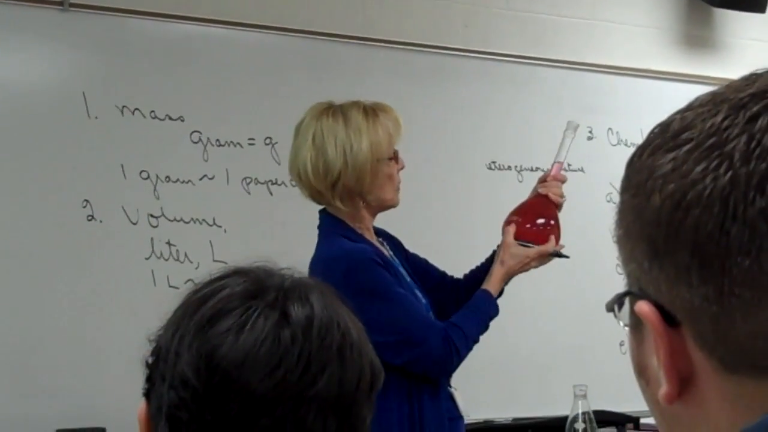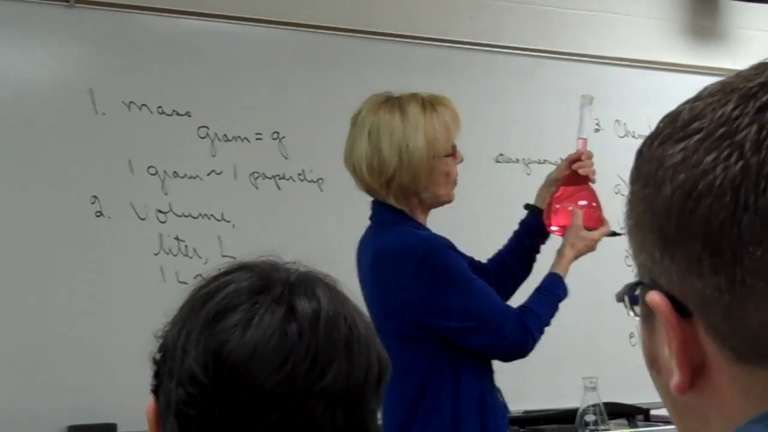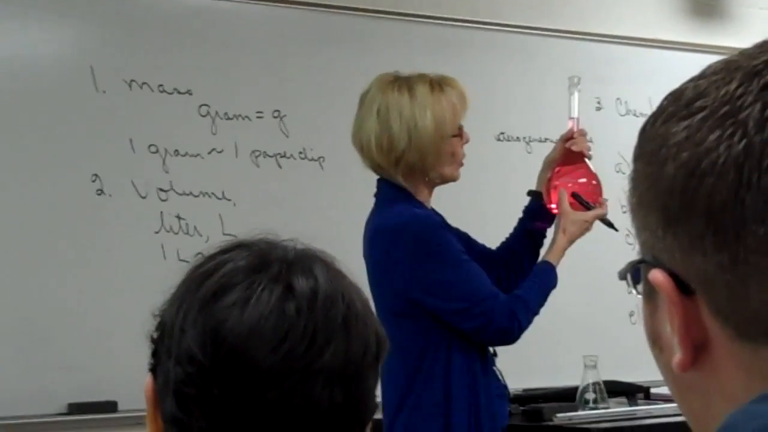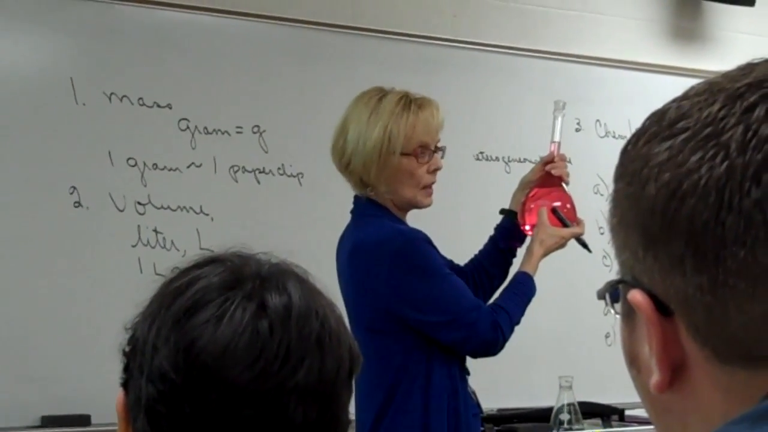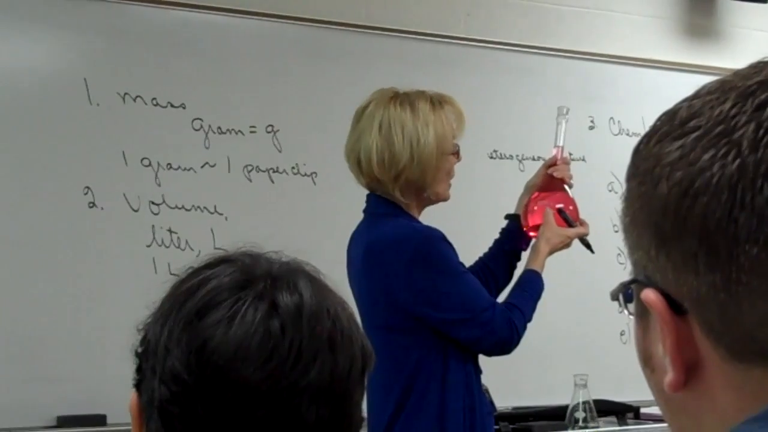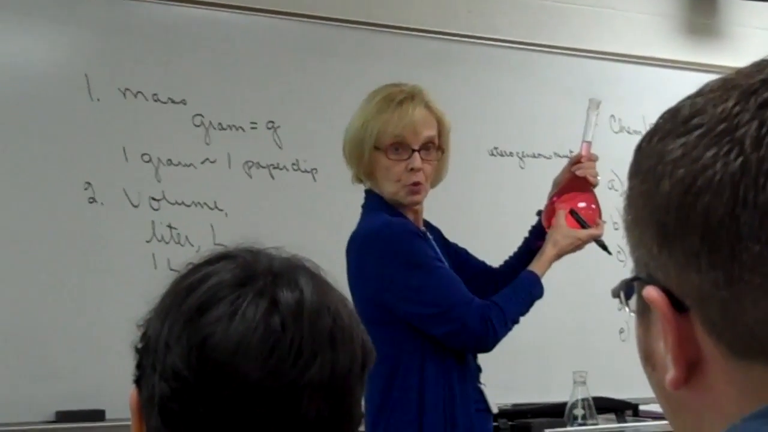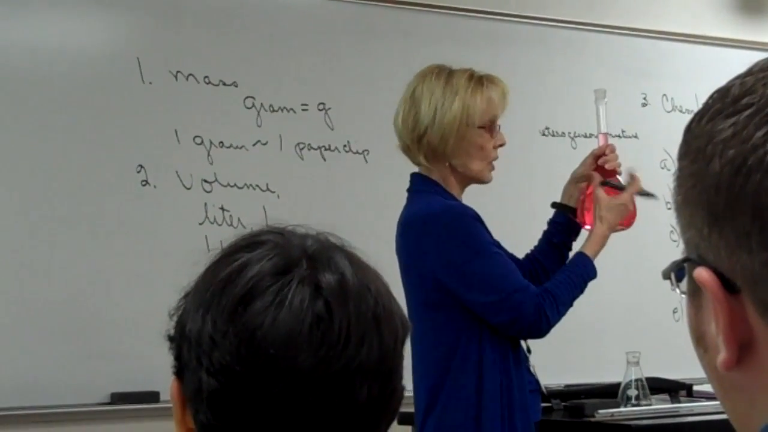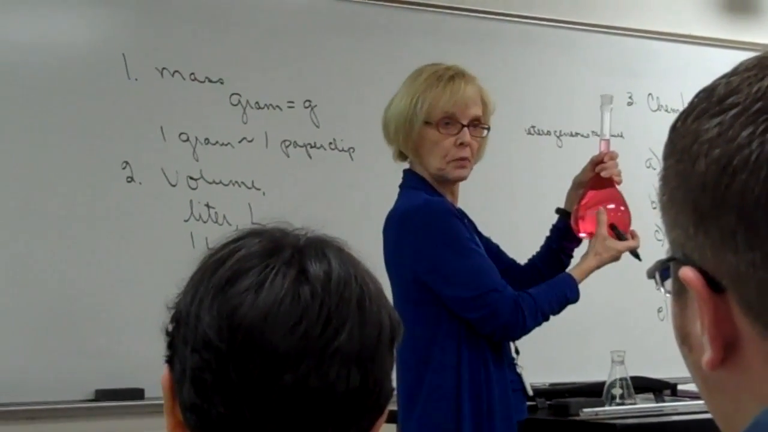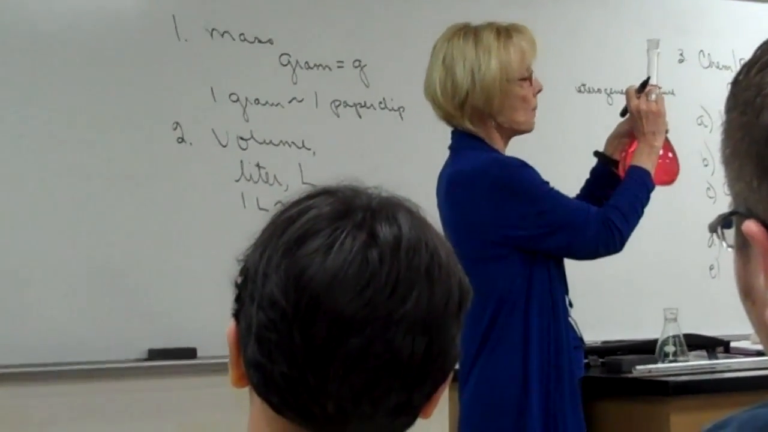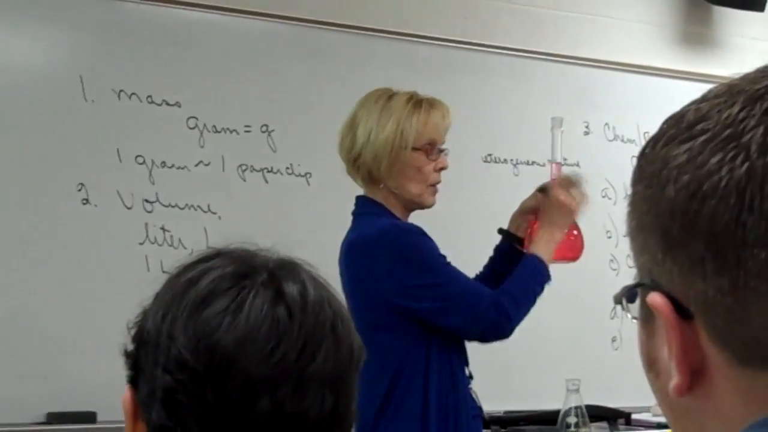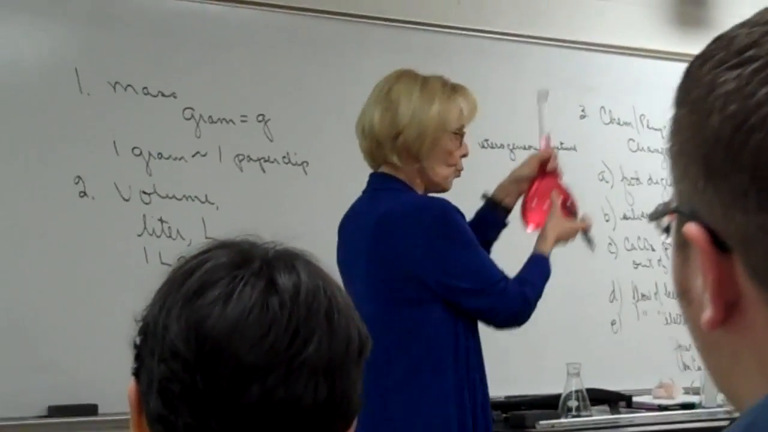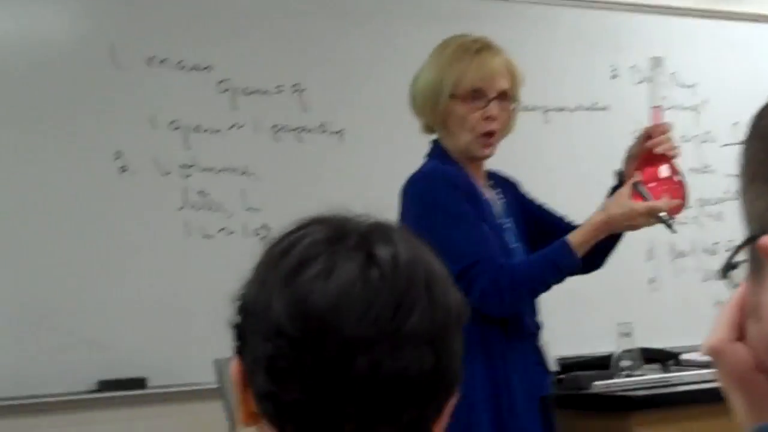Because if you read the fine print here, it says 1,000 milliliters, or that's 1 liter. And it says TC, to contain, and it says at 20 degrees Celsius, which means if you had something really hot or really cold, it might not be as accurate. Or if the glass were really hot or really cold, it wouldn't be as accurate. And you want the bottom of the meniscus right on that line. And so 1 liter is about 1 quart.